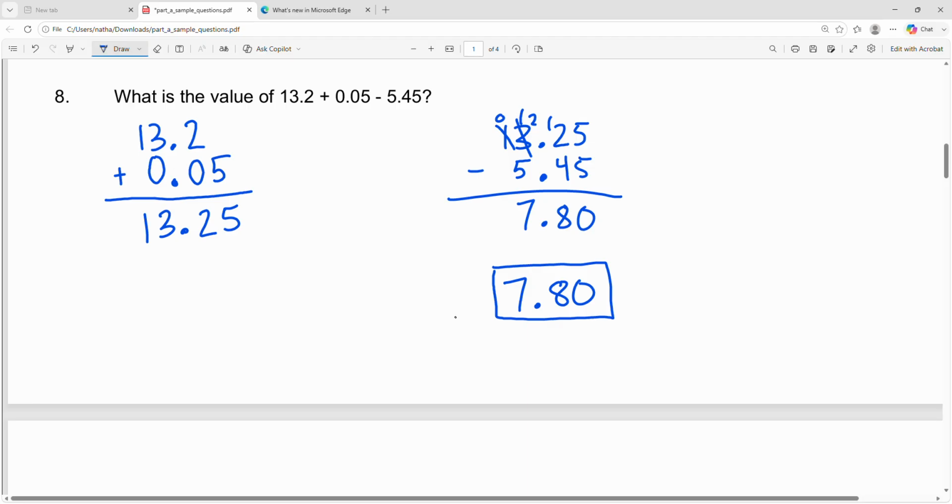I encourage you to take your time. Just get it right, right? We want to get these questions right. So adding and subtracting with decimals, you can do it in steps like I did it here, okay? And then you should be good every time. All right, question number 8.